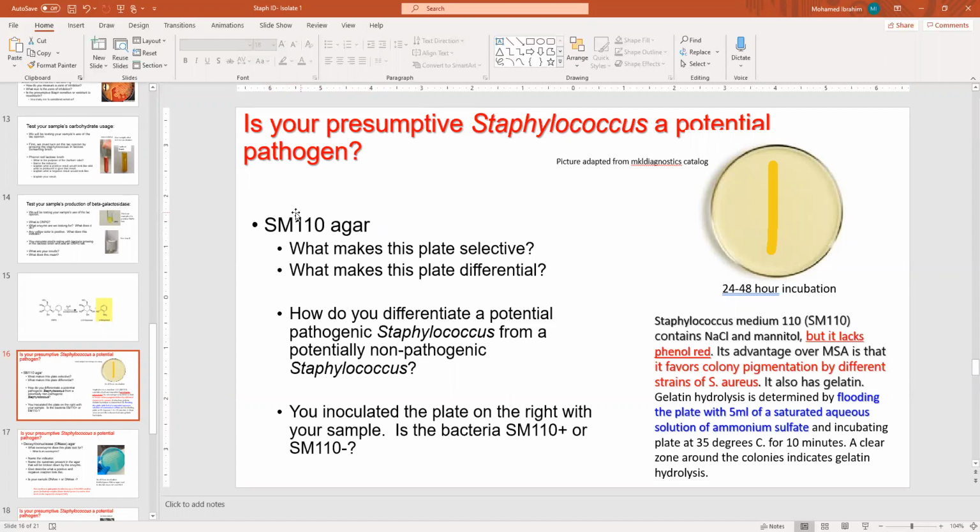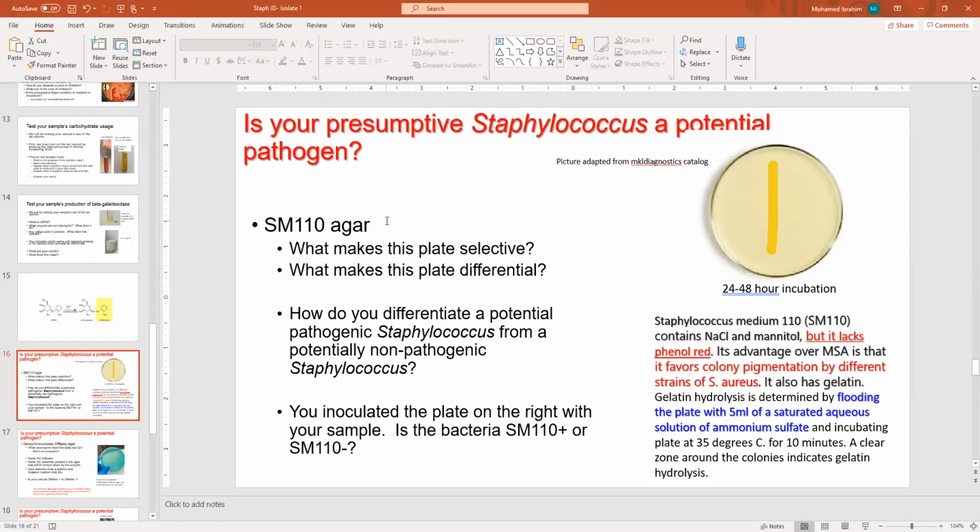So this particular media is so crucial. Why is it important? Because it has some ingredients in the media that allow your bacteria to make pigments. Some Staphylococcus are pigmented, and this kind of feature can be used to differentiate between different species of Staphylococcus. So this is why SM110 media is so important, okay?